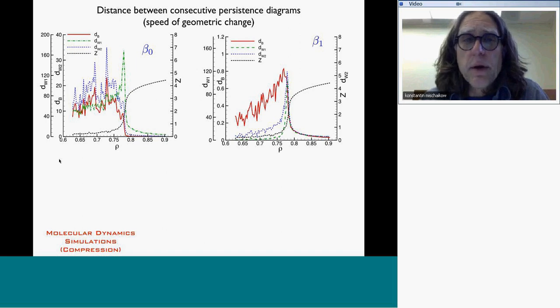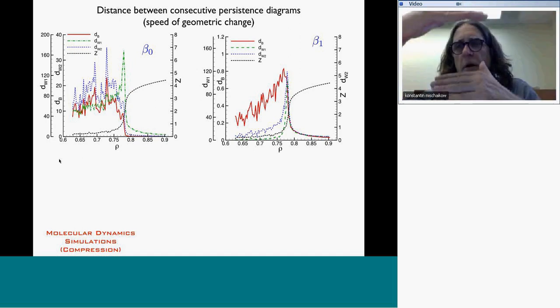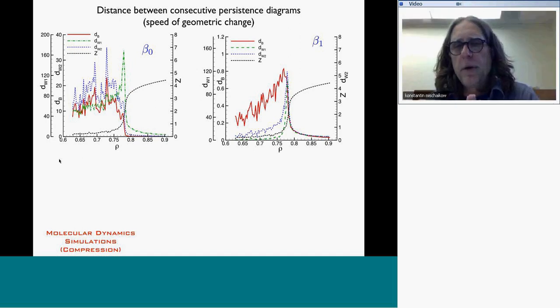What's the axis? What's the rho again? Rho is the density. All right, it's a box, and I'm making the box smaller. The density of the particles is going up. It says you replace rho by time if you want.